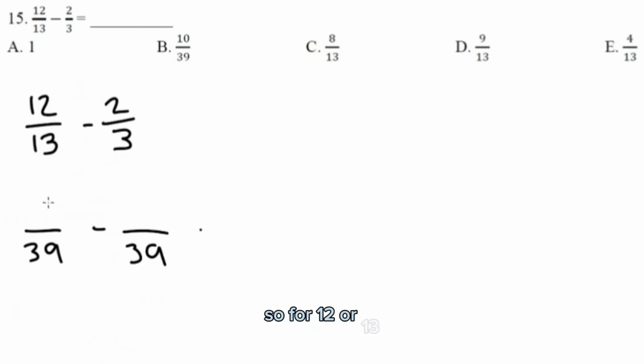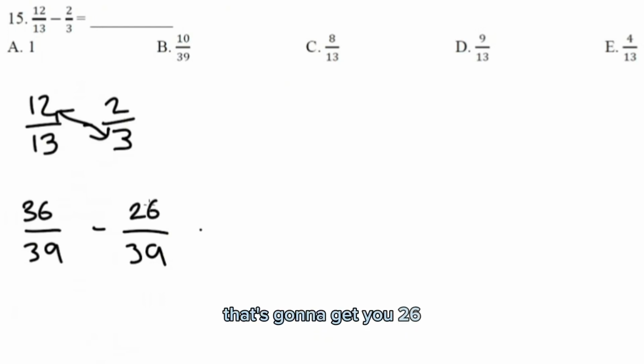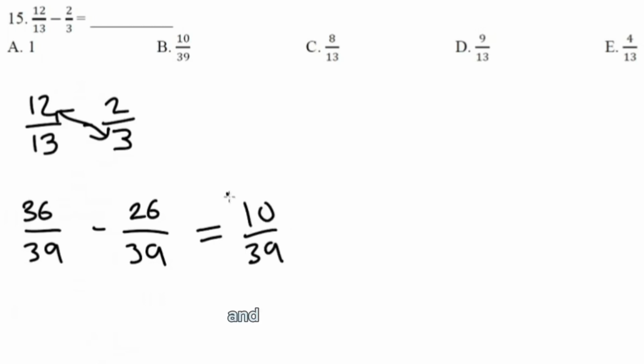So for 12 over 13, when you make it into over 39, you're going to multiply the numerator by 3. So that's going to be 36. As you can see, you're multiplying it by 3. That means for the other one, you're going to multiply the 13 with the 2. That's going to get you 26. So now we have 36 over 39 minus 26 over 39. That is just 10 over 39. And that's your answer.